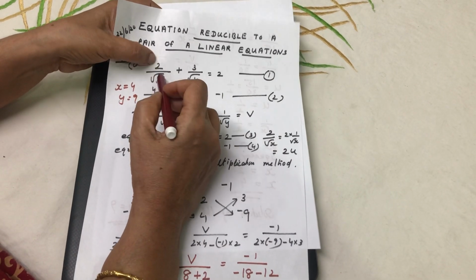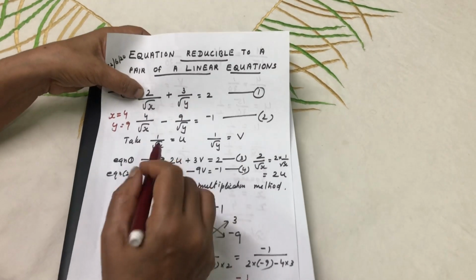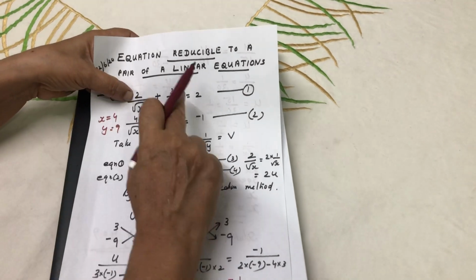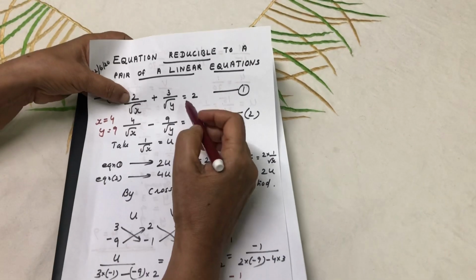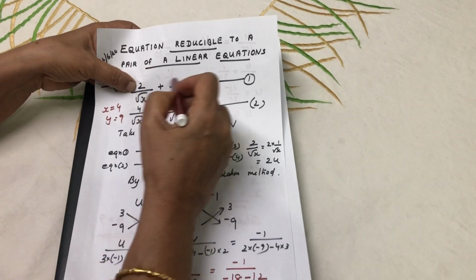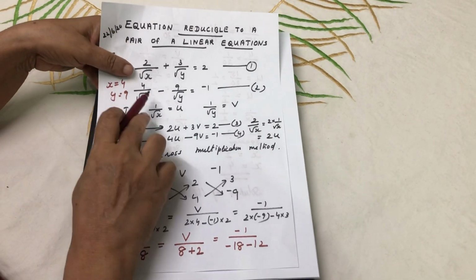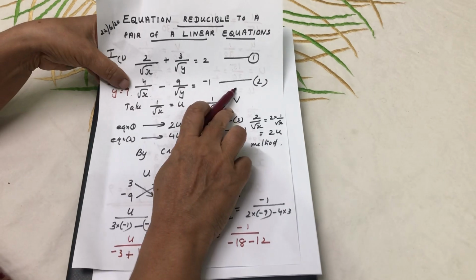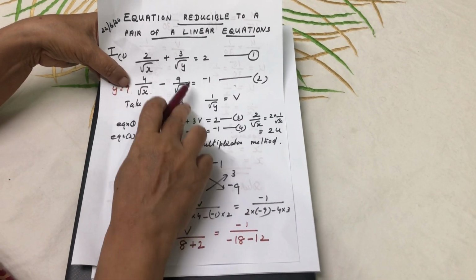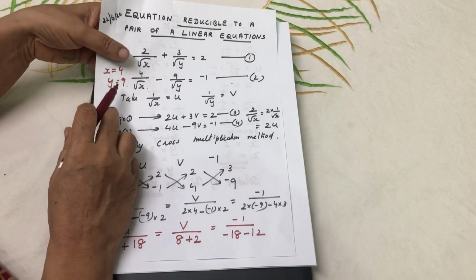So 2 by 2 is 1, and 3 by 3 is 1. 1 plus 1 is 2. So similarly, when you substitute these values in the second equation, you get minus 1. Therefore, both these equations are satisfied. x is equal to 4 and y is equal to 9.